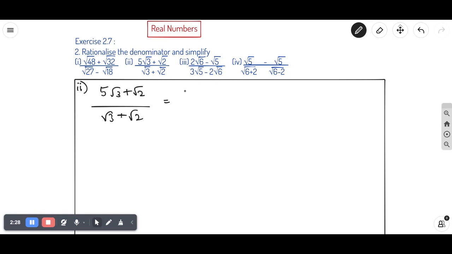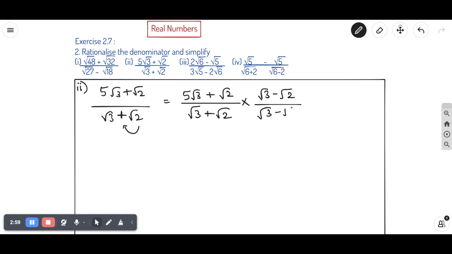So let us start rationalizing it. So what we have to do? We have to take the conjugate for this. So what is the conjugate? Just change the sign before the surds. So now write your numerator as such: 5 times root 3 plus root 2 divided by root 3 plus root 2. I am writing the question as such. Multiply with root 3 minus root 2 divided by root 3 minus root 2. So this is your conjugate.